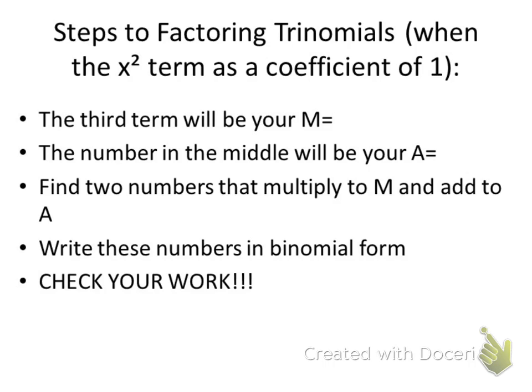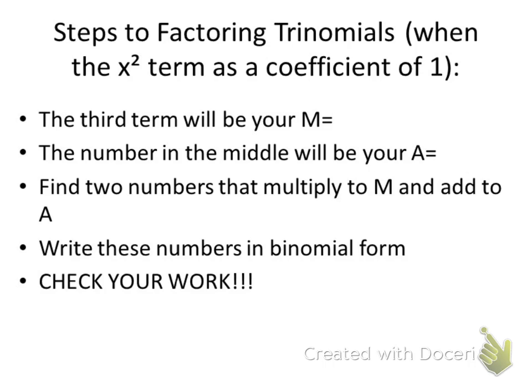Alright, so the steps that we're going to follow here, just like yesterday, we needed an m number and an a number. The third term, so remember these are all trinomials, so they have 3 terms. The third term is our m. The number in the middle is going to be our a. And then you have to find that winning combination that multiplies to the m and adds to the a.